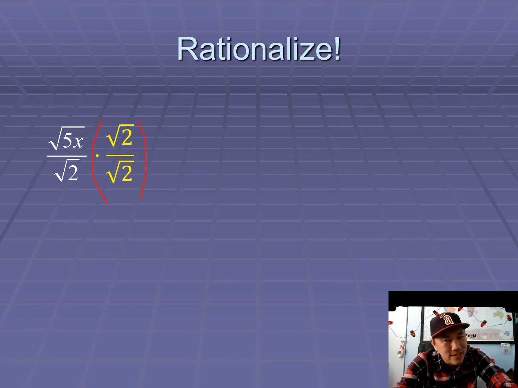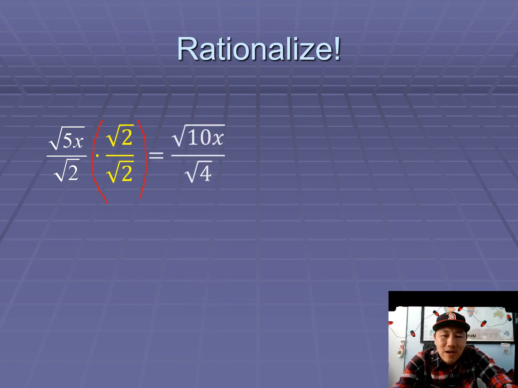And I chose this fancy way of writing 1 because look at what happens. When I multiply it across the board, I have radical 10x over radical 4. And guess what happens to the radical 4? We can simplify it to get radical 10x over 2. And that's why this part works, because it'll always make it come out perfectly. So that's how you rationalize it.